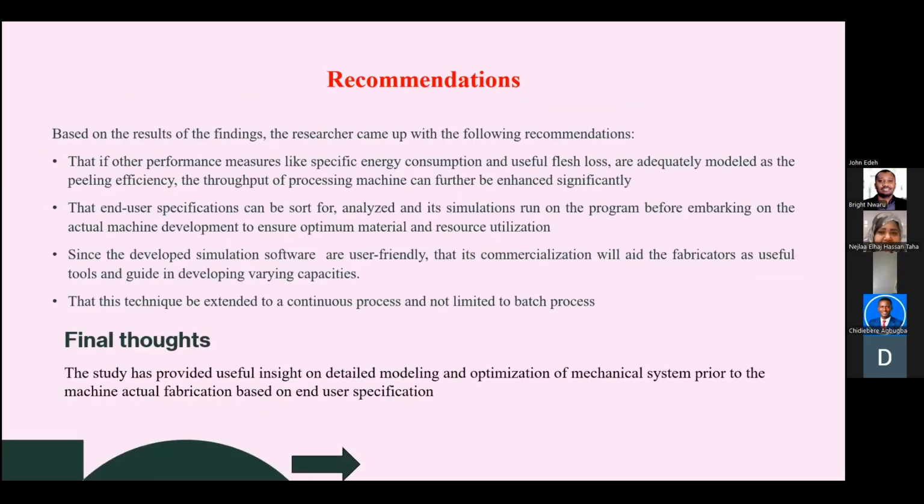These are our recommendations: based on the results and the findings, the research came up with the following recommendations. If other performance measures like specific energy consumption and useful flesh loss are adequately modeled, like efficiency, the throughput of the processing machine can be further enhanced significantly. The end user specification can be sought, analyzed, and simulated on the program before embarking on actual machine development to ensure optimum material and resource utilization.